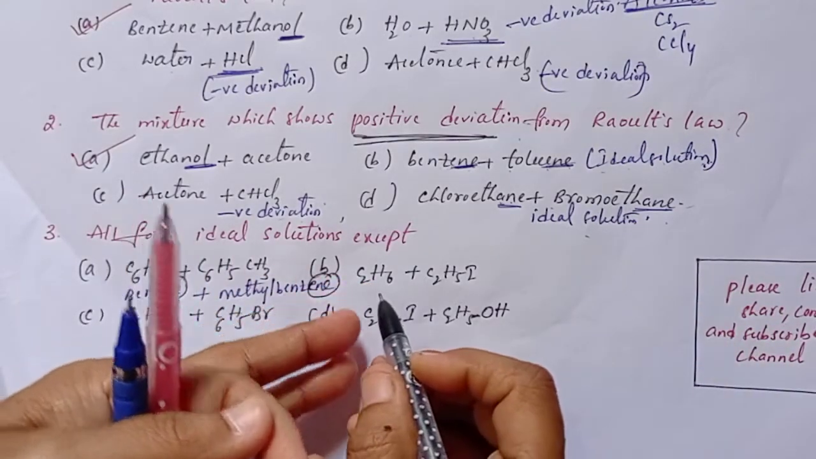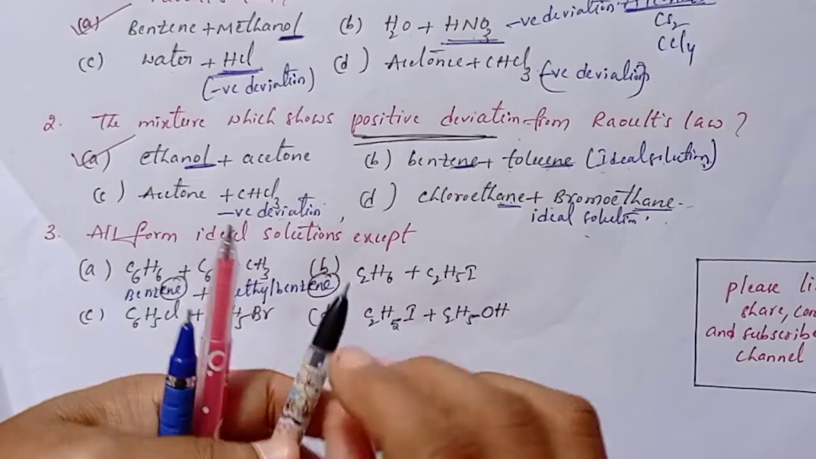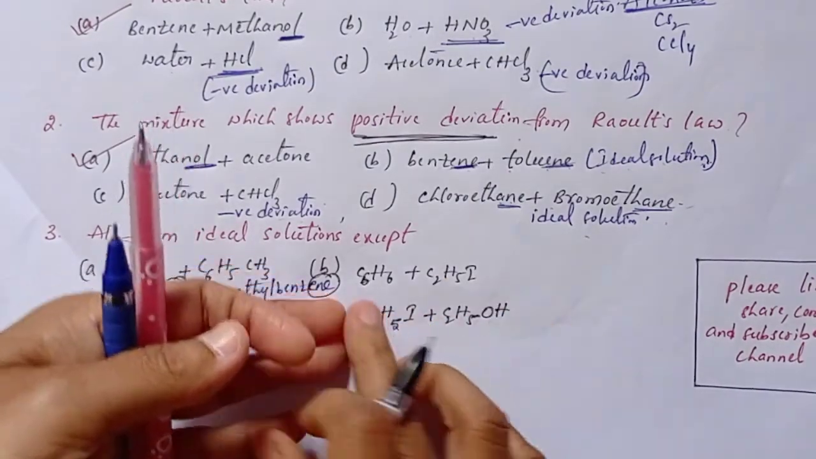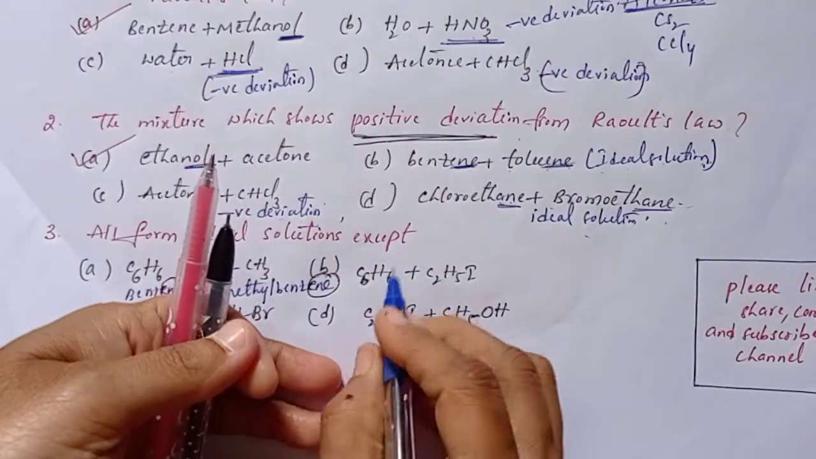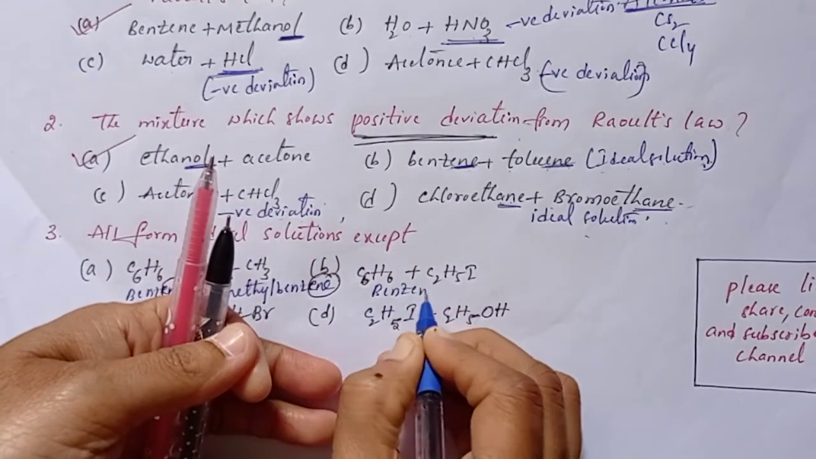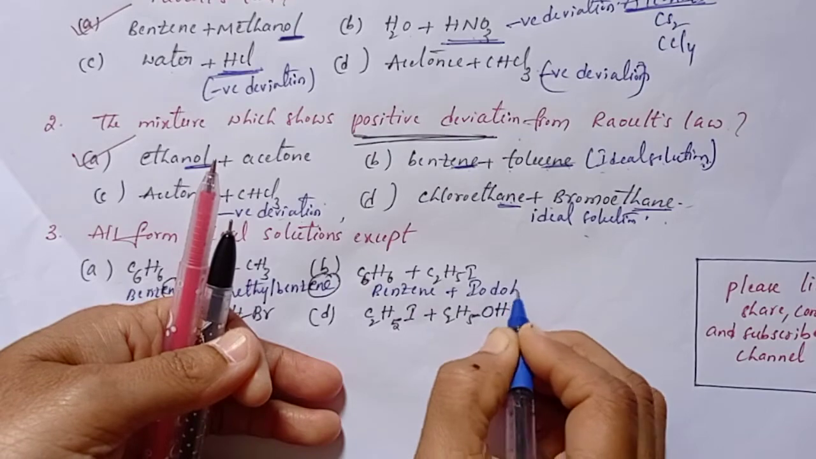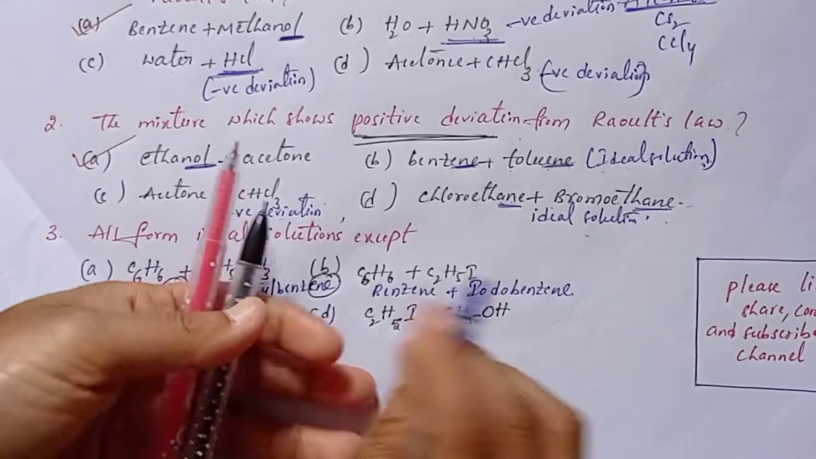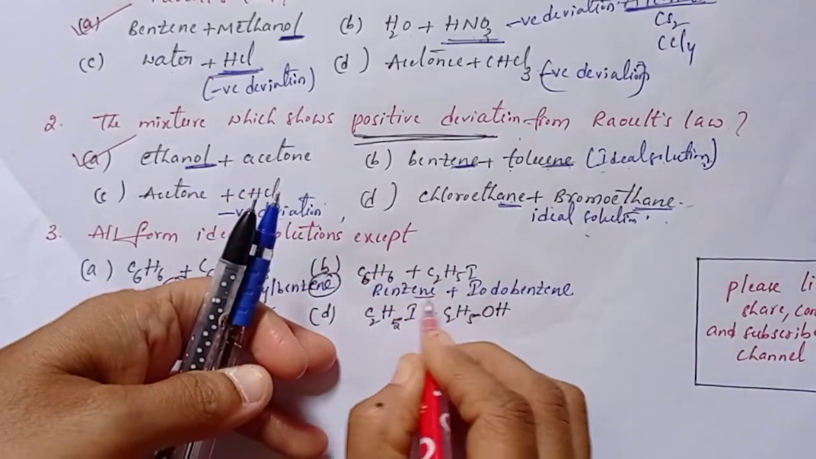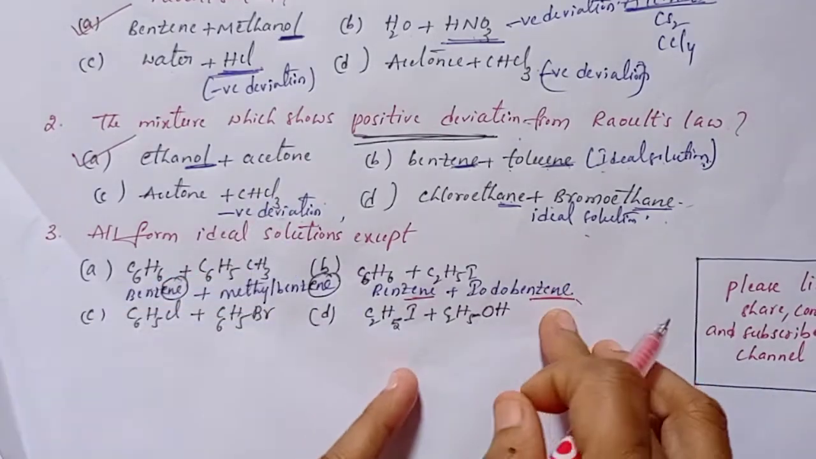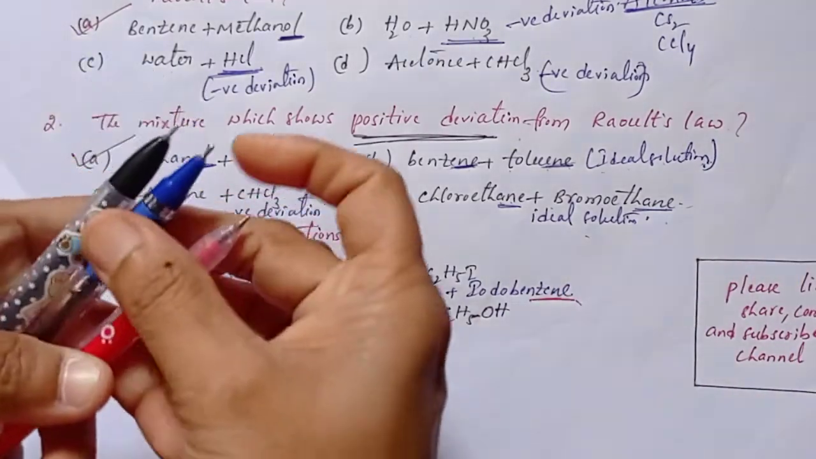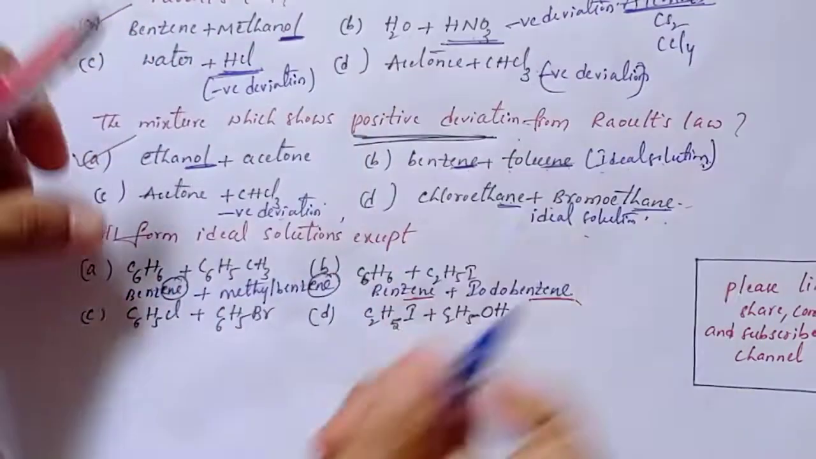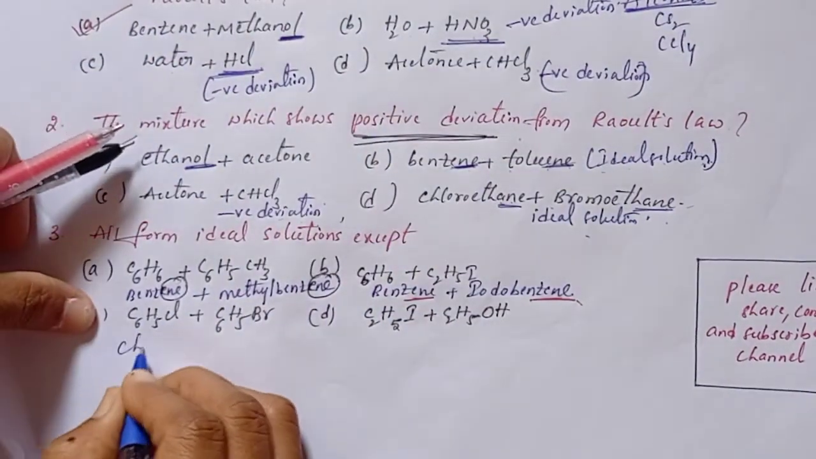Now this one, this is C6H6, students, benzene, plus this is iodobenzene. What is the common word, students? "Benzene" we can take. So that's why it is also an ideal solution. And coming to chlorobenzene and bromobenzene, this is also an ideal solution, correct?